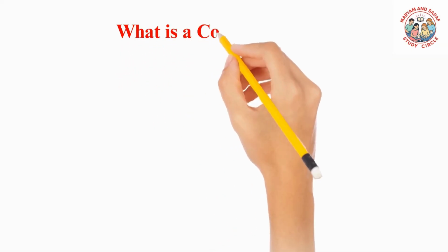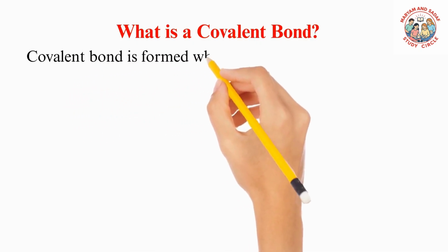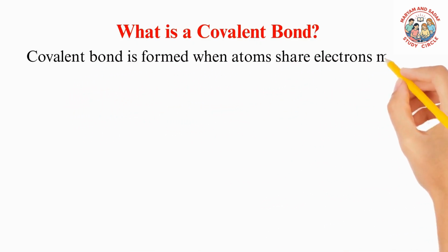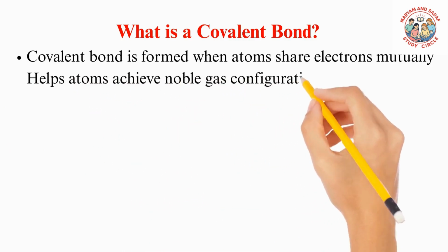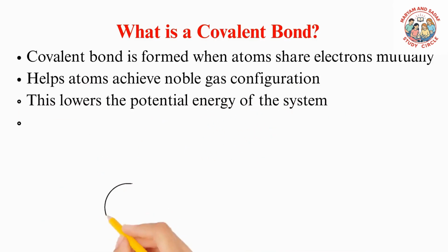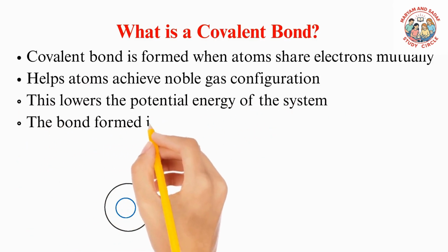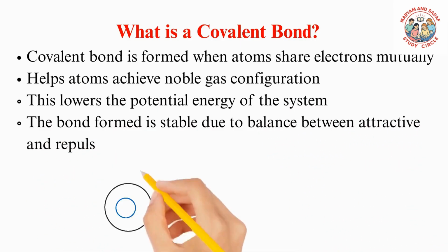What is a covalent bond? A covalent bond is formed when atoms share electrons mutually, which helps atoms achieve noble gas configuration. This lowers the potential energy of the system. The bond formed is stable due to the balance between attraction and repulsion.